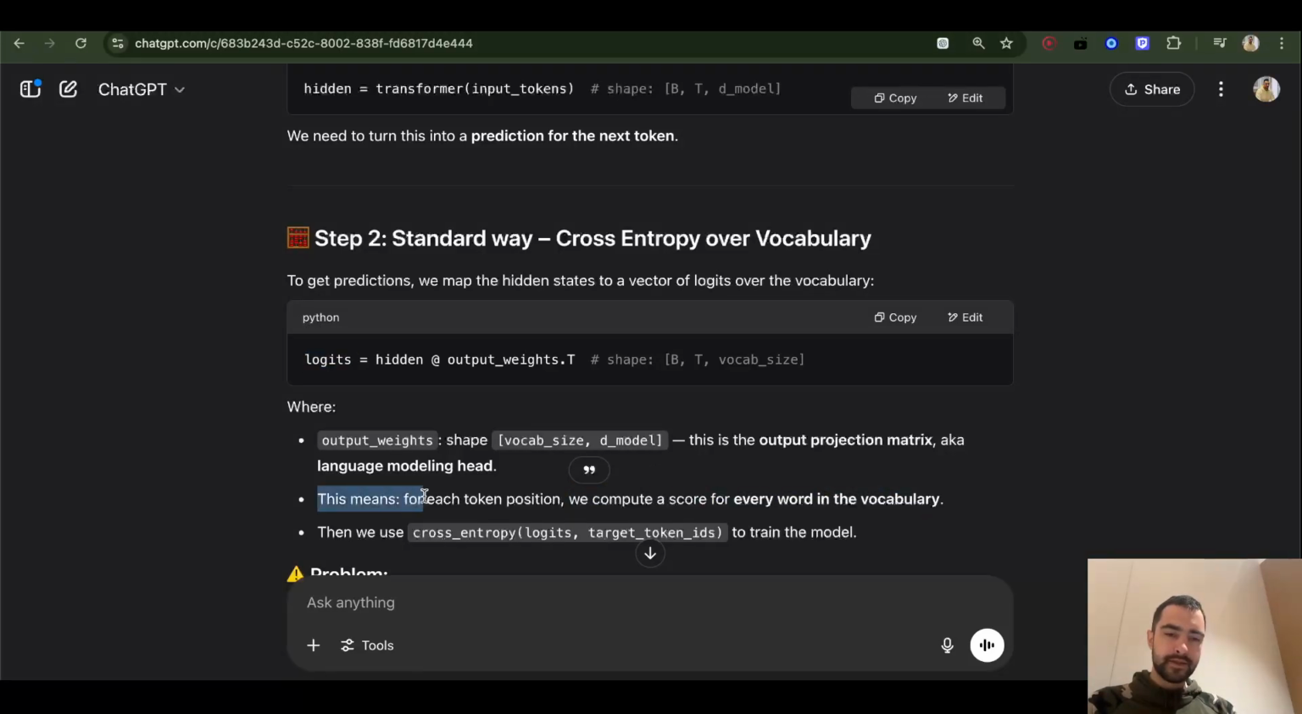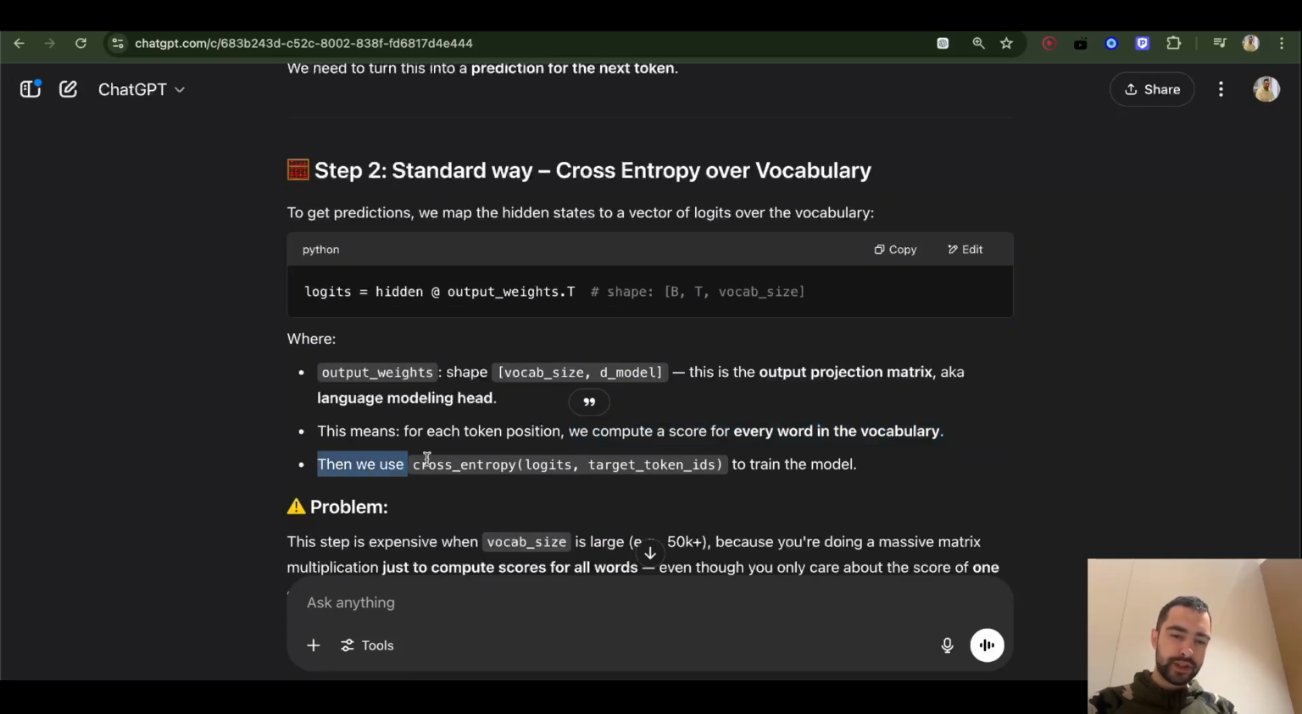This means for each token position, we compute a score for every word in the vocabulary. So during training, we have a sequence of tokens, and for each token position, when predicting the next token, we need to compute the entire logits across the entire vocabulary. So that's a lot of memory.